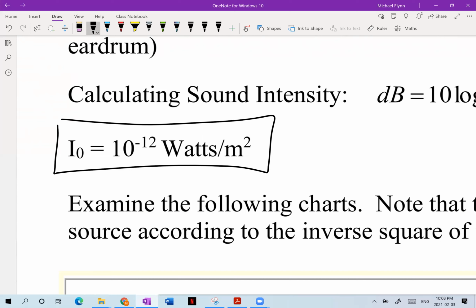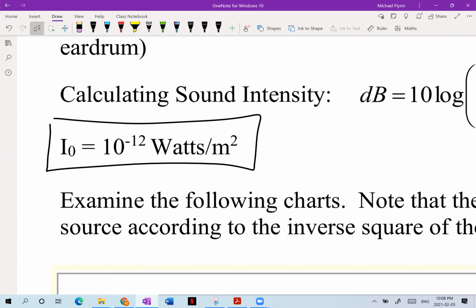Now, your eardrum is very tiny, a very small surface area. You can measure it in square meters, though. It would be a small fraction of a square meter, but you get the idea. It's the rate of energy impacting a square meter of surface. That's how we measure sound intensity.